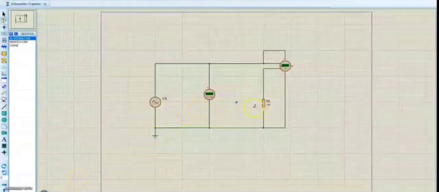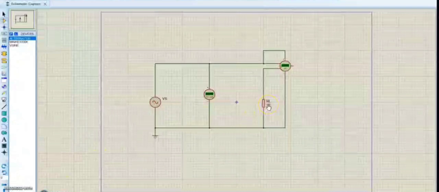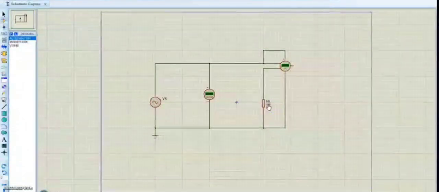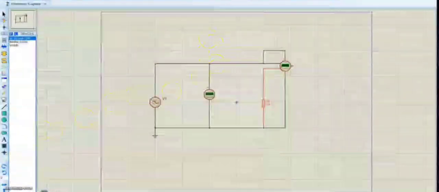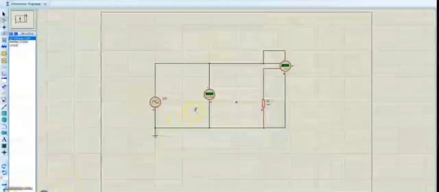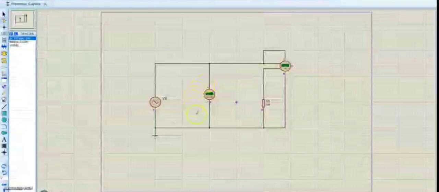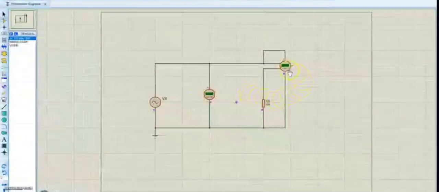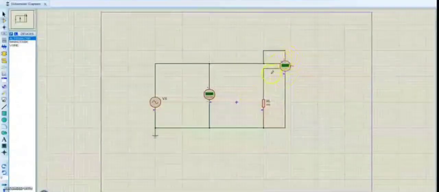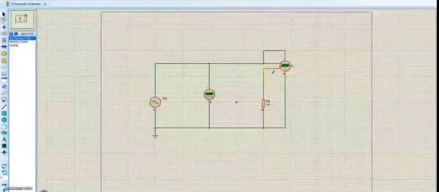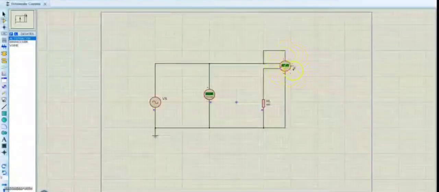Next, we can try the other resistor load given, which is 200. So we run the simulation. The simulated peak voltage is 100, and the simulated real power is 50 watt, same as the calculated real power of 50 watt.